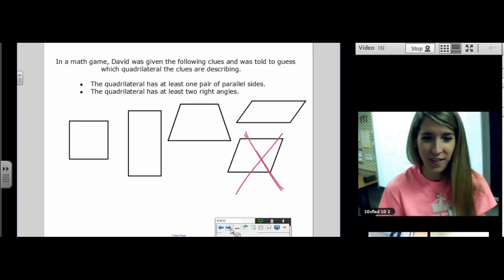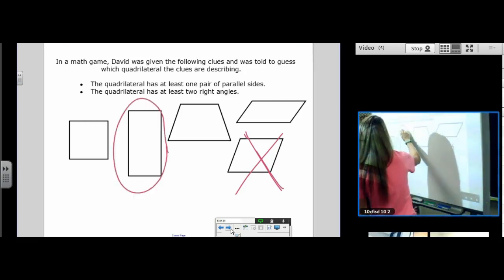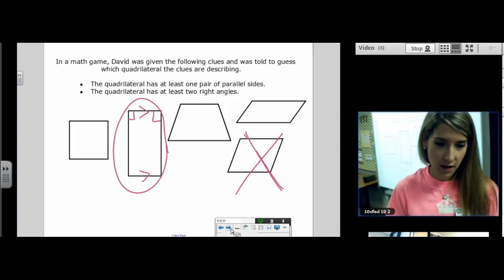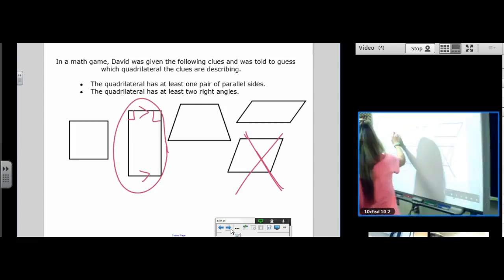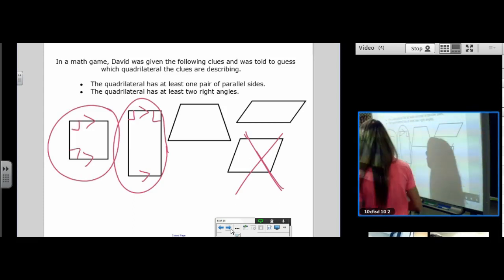Triangle? You're funny. Rectangle. A rectangle would be one of them. A rectangle has at least 1 pair of parallel sides and at least 2 right angles. And then, of course, yes, the square. The square would also have at least 1 pair of sides parallel and at least 2 right angles.